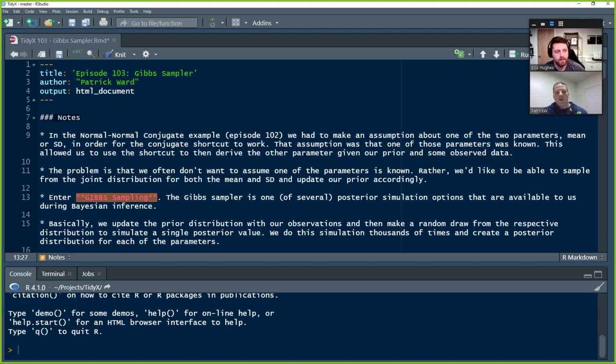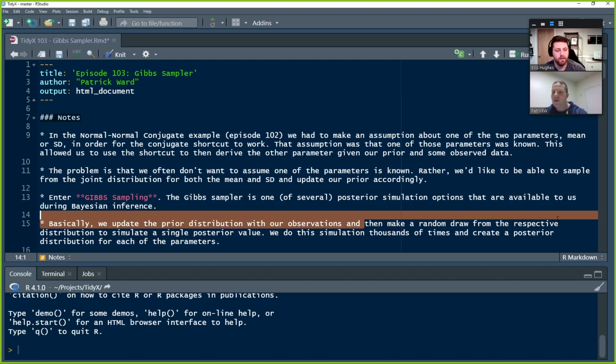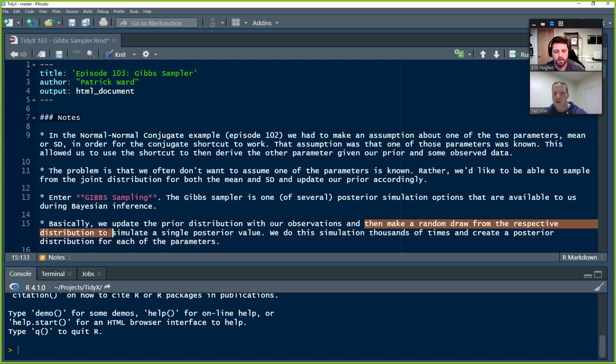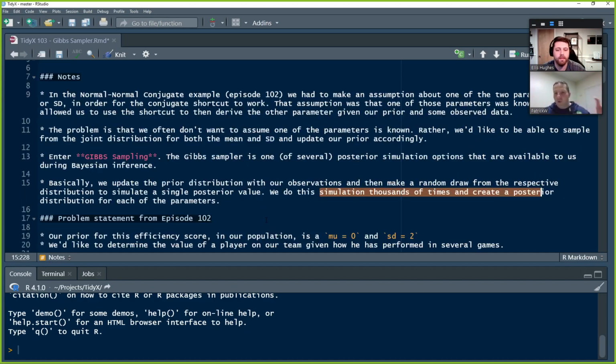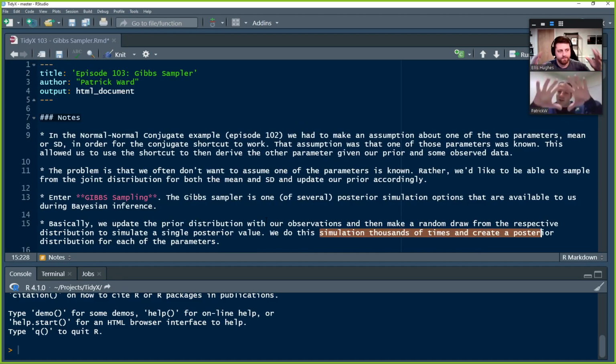So what we do here is update the prior distribution with our observations. As we make that update, we take a random draw from the respective distribution to simulate a single posterior value, and then we do this thousands of times. So we basically have some observed data and some priors, and we combine them. Then we take the mean and standard deviation from their combination and say, give me a random number. Then we do that 10,000 times and build a distribution from there. Once we look at the distribution and how it all came out, it's believed that that distribution shapes what we know about the data.